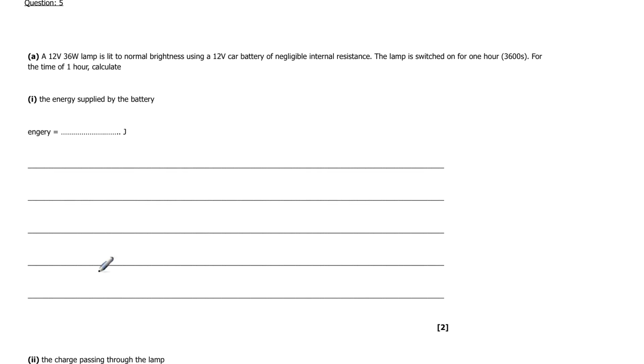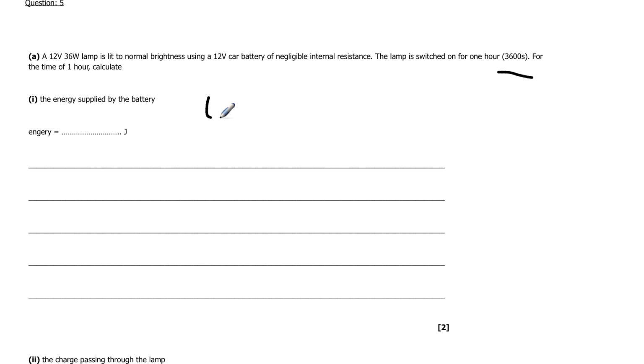The final question, question 5, was about a 12-volt lamp, and it had a power of 36 watts, and it's lit to normal brightness. We've got a negligible internal resistance, so we don't need to worry about that. And the lamp is switched on for 1 hour, and we're told that that's 3,600 seconds, and we need to calculate the energy supplied.